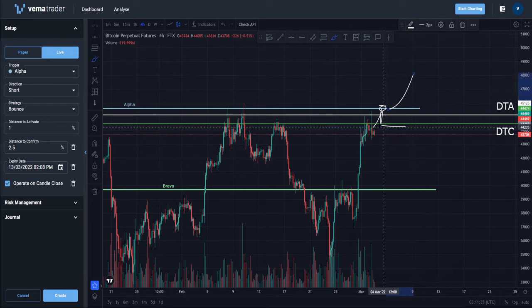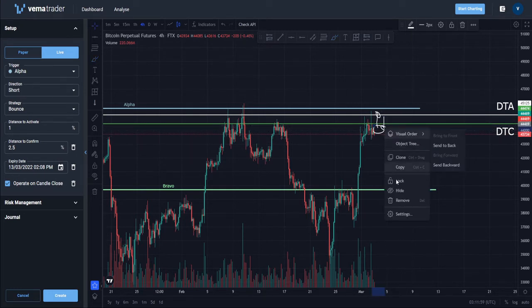By using the distance to confirm, price has to close down here, which means, if we think about this, price has to have touched the distance to activate, so price has to have been here at some point, then it has to close down here. So there's a few ways that can happen. If it happens in a single candle, that's going to look like a big bear hammer. Price has to wick up to DTA, has to close back down here somewhere.